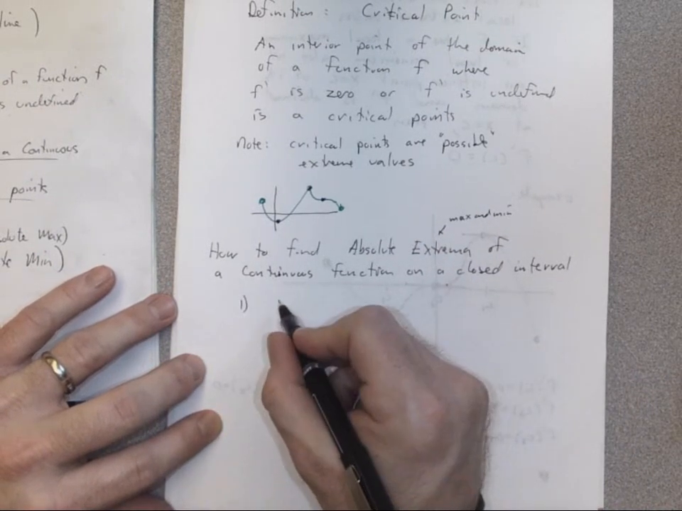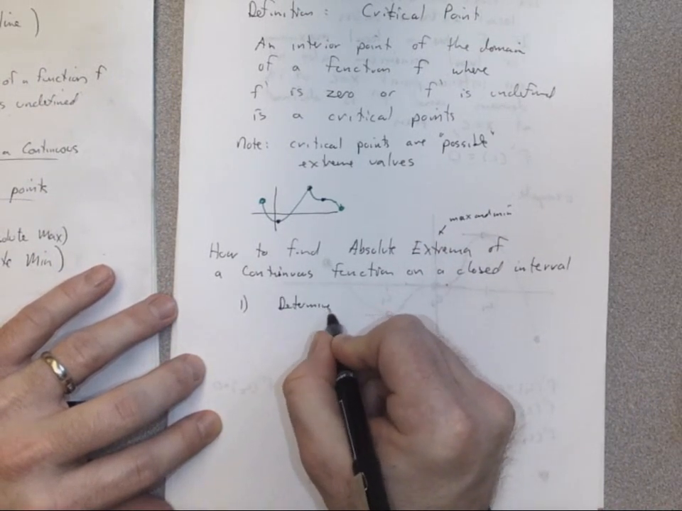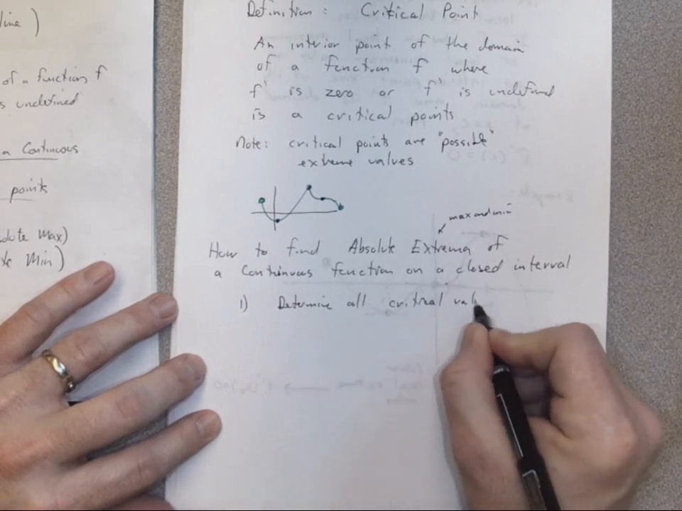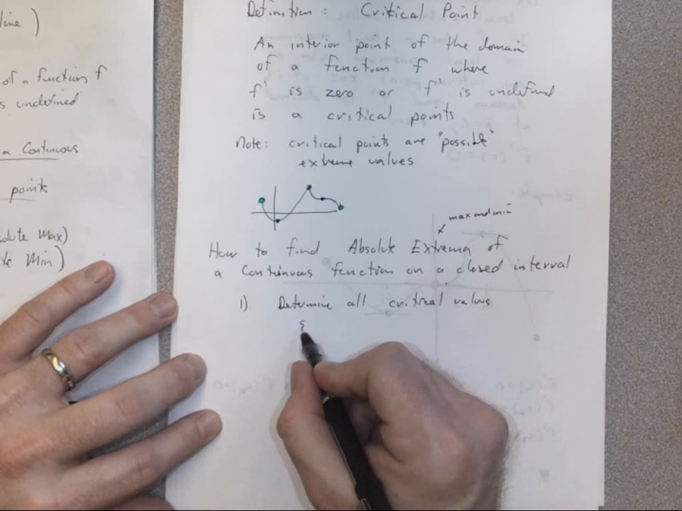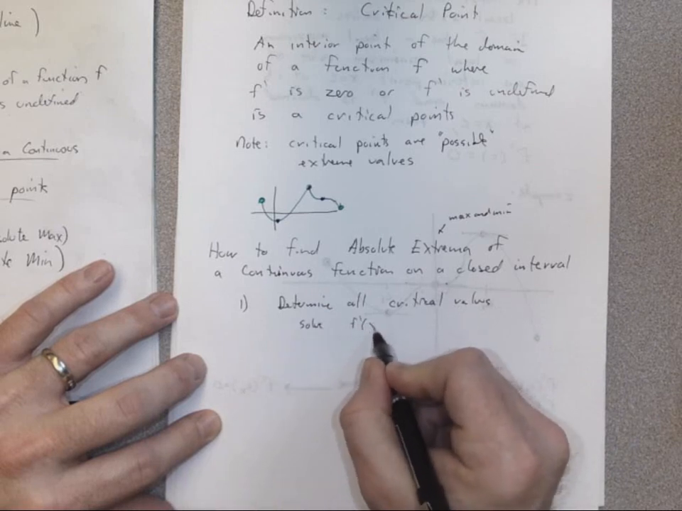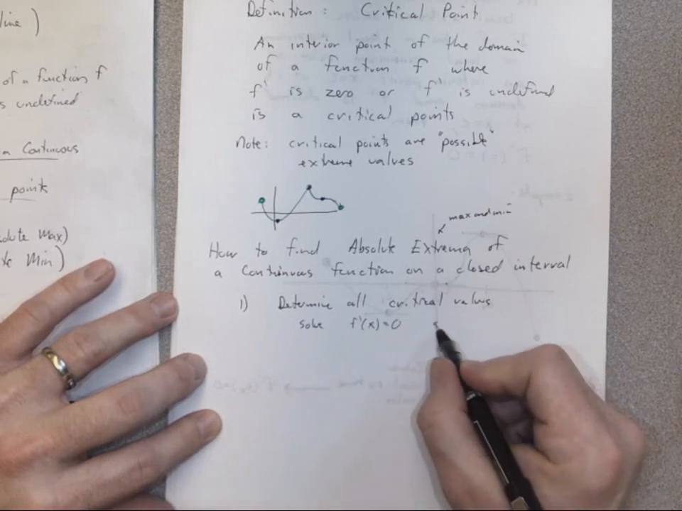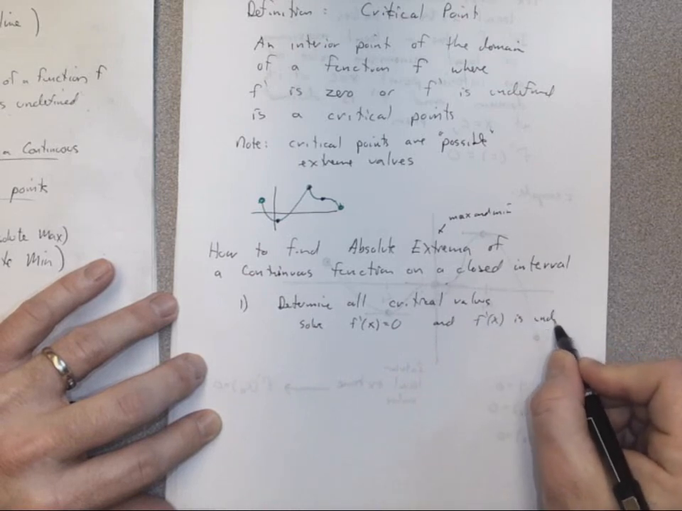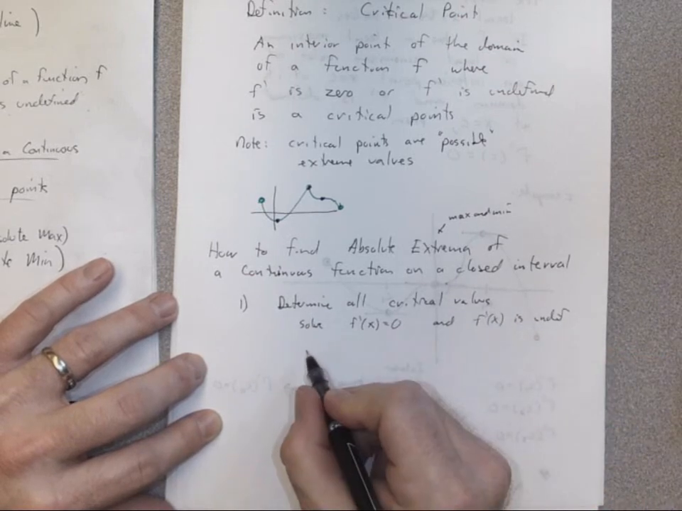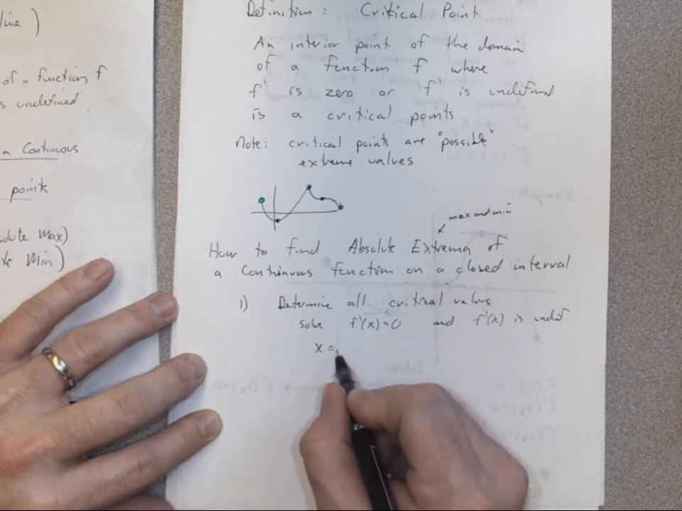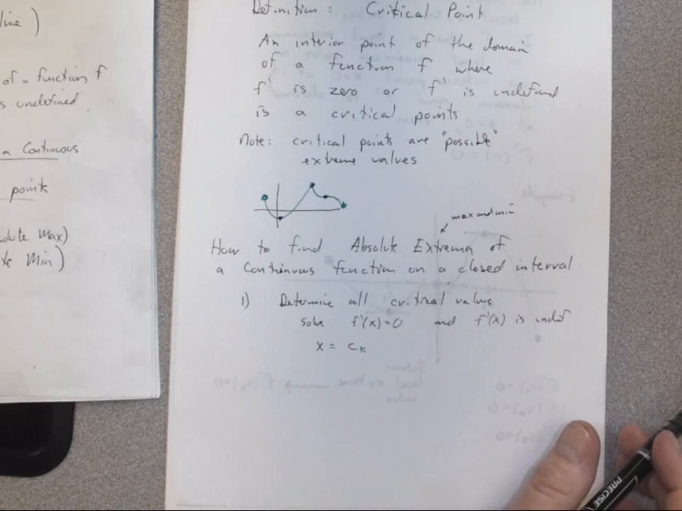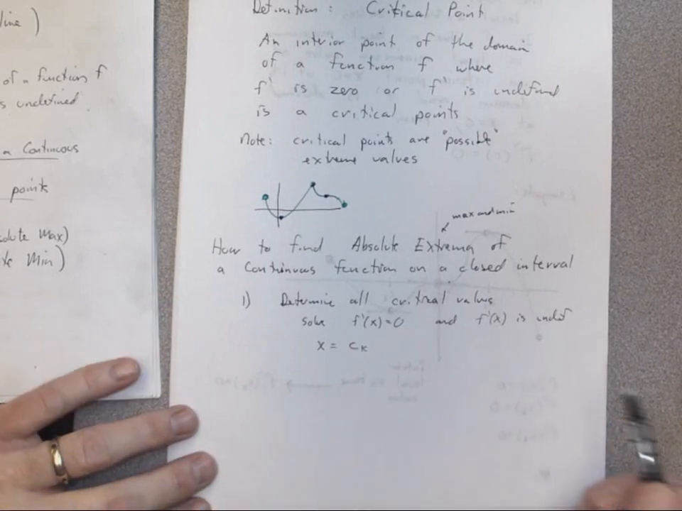All right, so one, determine all critical values. So what we're going to do is solve f prime of x is equal to 0, and f prime of x is undefined. And these x values are going to give you your c sub k's. You're going to get c values from these, and these are going to be our critical values.